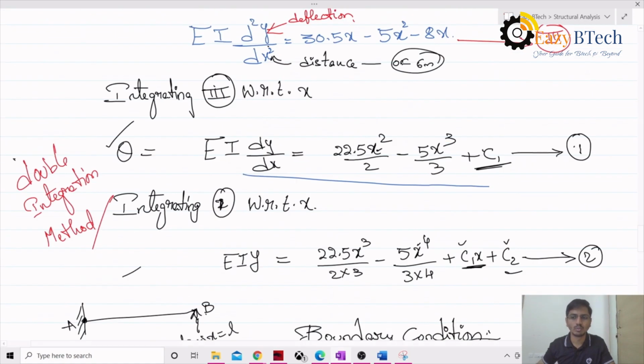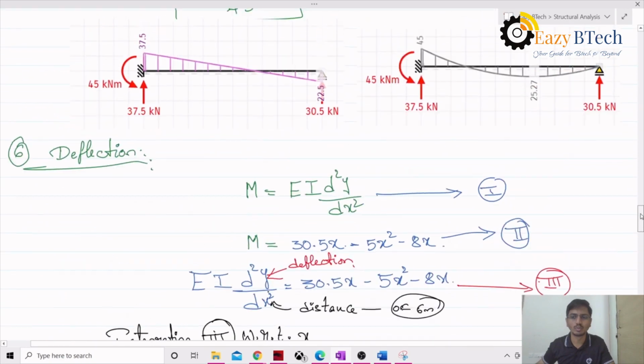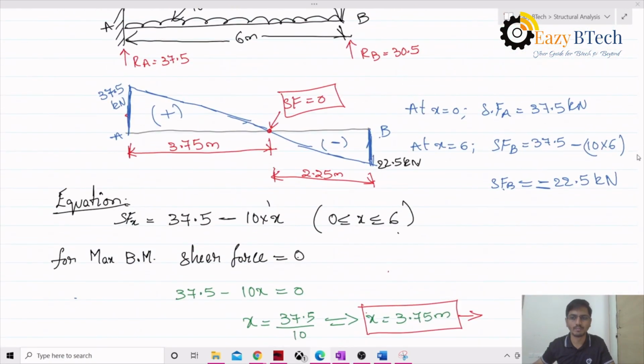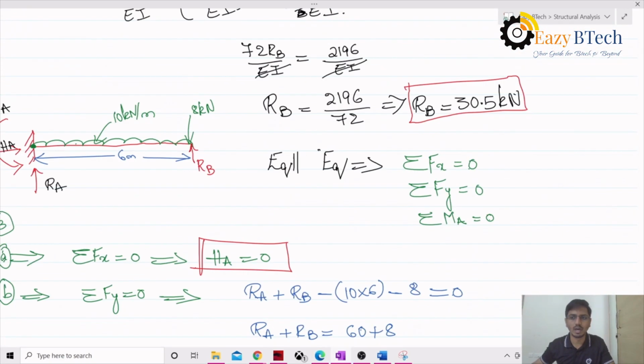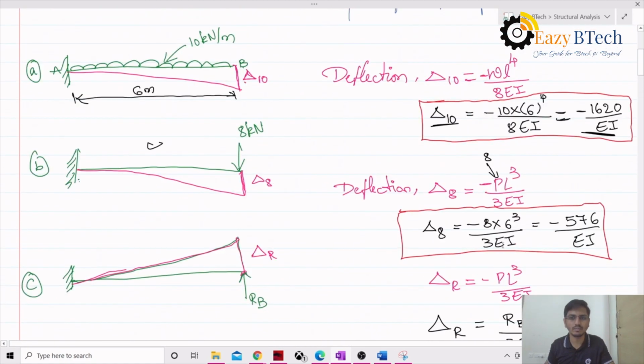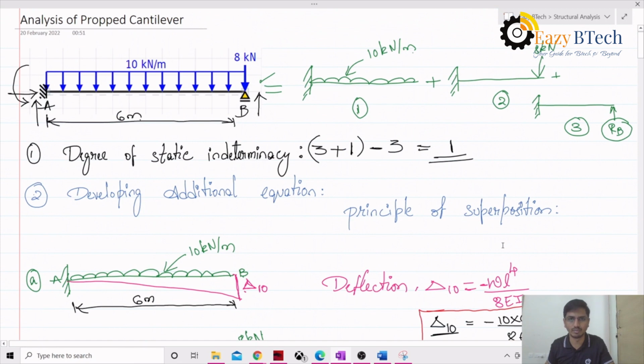In the exams, they won't ask you to do this much longer problem. They will ask only components of this, either to find out the reactions, or find out the bending moment or shear force, or the deflection. Either of these three they will ask in the exam.